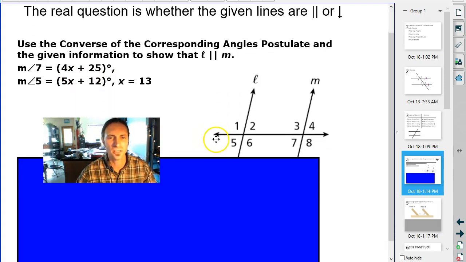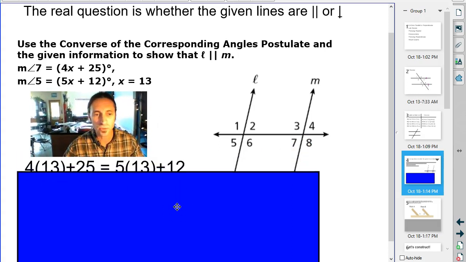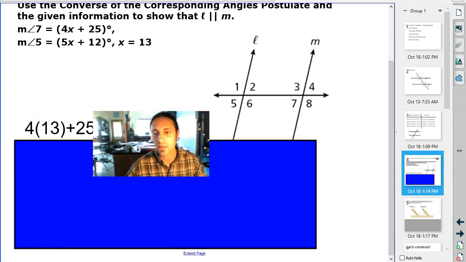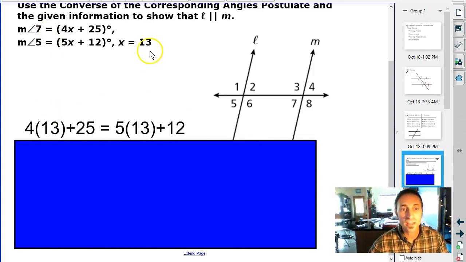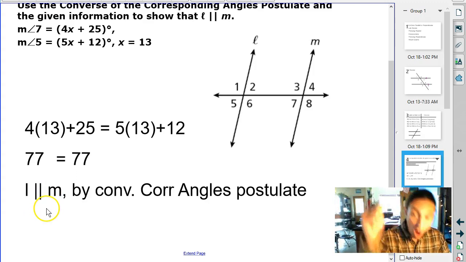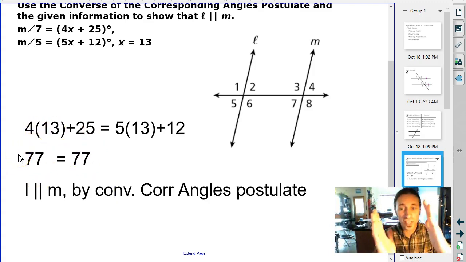Well, wait a minute. All I have to do is see that 5 and 7 are corresponding angles. I have to make them supplementary, or congruent, which means set them equal to each other. Then plug in 13 for x and see if it's true. And guess what? It is true. 77 does equal 77. Then lines L and M are parallel by the converse of the corresponding angles postulate. If you did your math correctly and these numbers were not the same, then guess what? Those lines ain't parallel.